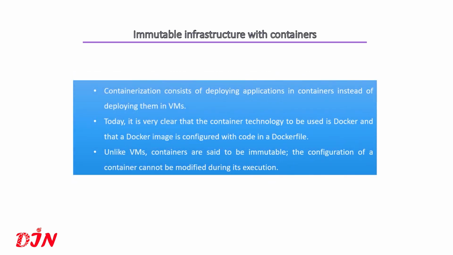Immutable infrastructure with containers. Containerization consists of deploying applications in containers instead of deploying them in VMs. Today, it's very clear that the container technology to be used is Docker and that a Docker image is configured with the code in a Dockerfile. This file contains the declaration of the base image, which represents the operating system to be used, additional middleware to be installed on the image, only the files and binaries necessary for the application, and the network configuration of the ports. Unlike VMs, containers are said to be immutable. The configuration of a container cannot be modified during execution.